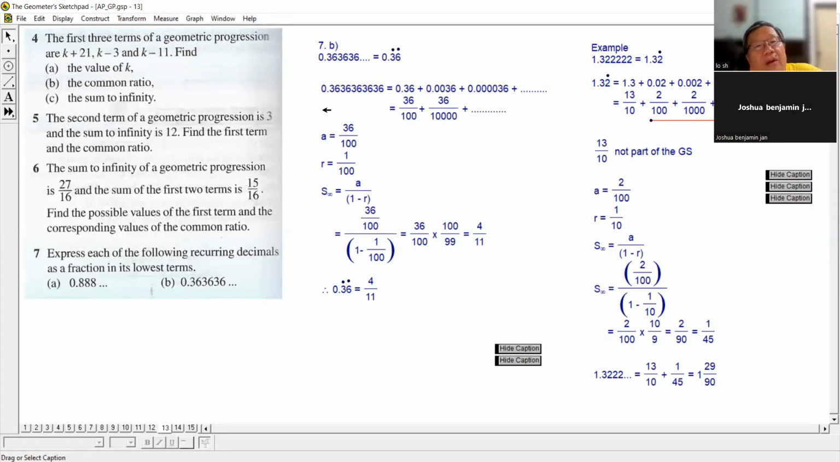Okay, right. So I know the A, I know the R. Can I find what is S infinity? Yes. Okay. So you find S infinity, A over 1 minus R. So A is 36 over 100. 1 minus R is 1 minus 1 over 100, which is 99 over 100. Divide by 99 over 100 is multiplied by 100 over 99. So when you multiply this, you get 4 over 11. So you take your calculator, 4 divided by 11, and tell me what is the answer.